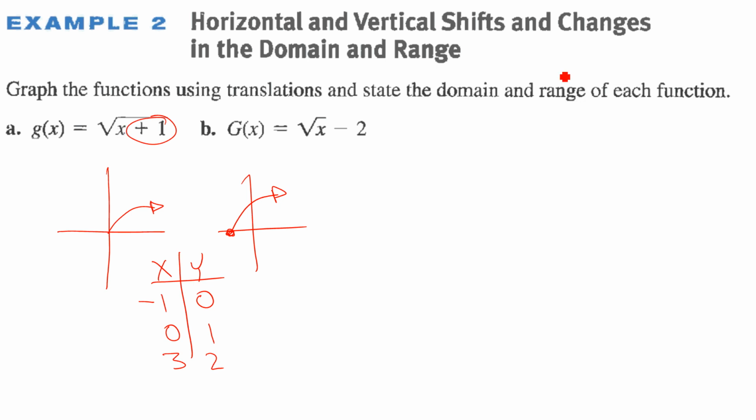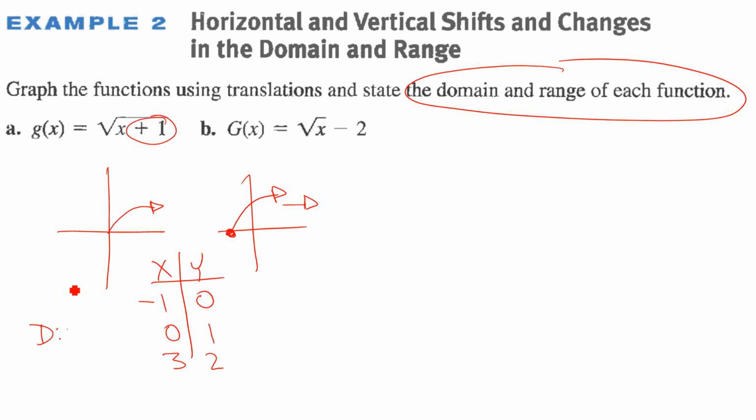Okay, this also says, tell me the domain and range. So the domain starts at -1 and goes to the right forever. So the domain is x is greater than or equal to -1. The range, the lowest y point is 0, and it goes up forever. So we say y is greater than or equal to 0.